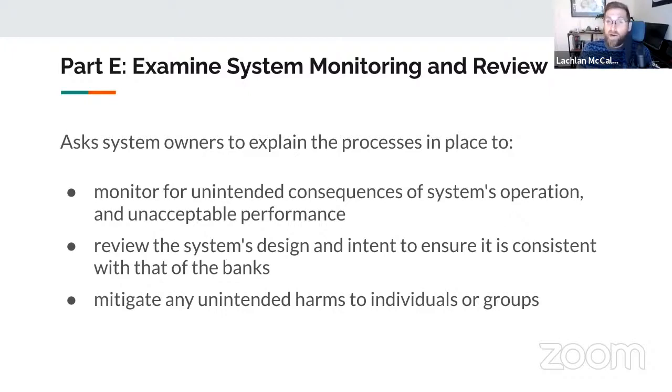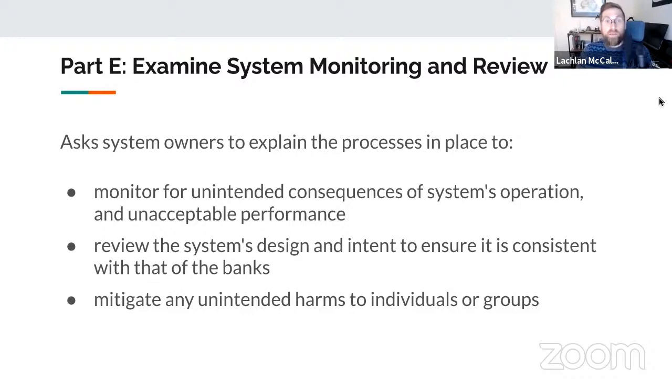We look at how unacceptable performance and unintended consequences are detected and monitored. We ask a broader question about how the banks ensure that the system's specific design and intent actually continues to align with what they want out of the system. And finally, we examine when things do go wrong, as they invariably will at some point, what mechanisms the bank has put in place to mitigate any harms that might occur.